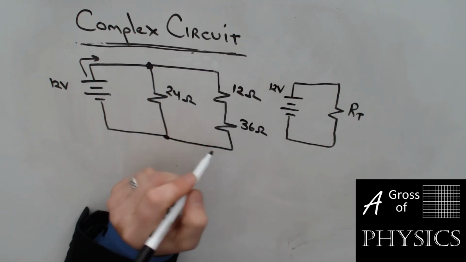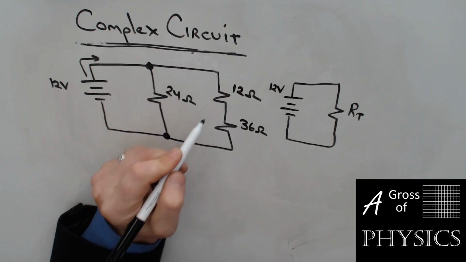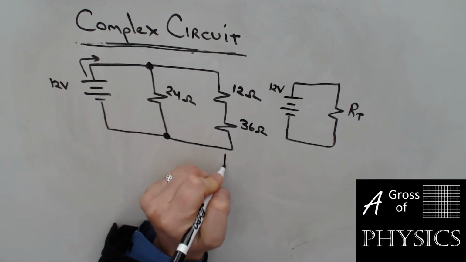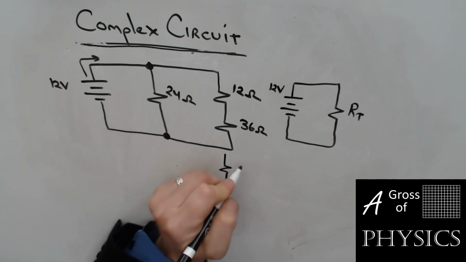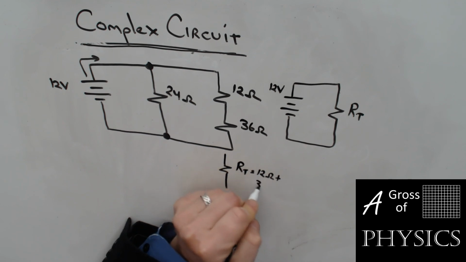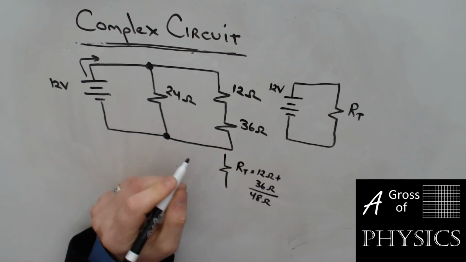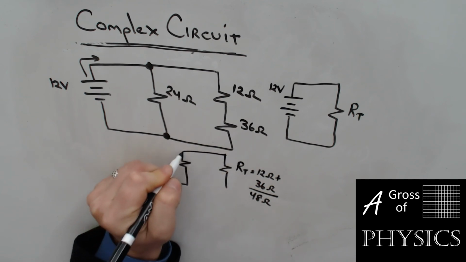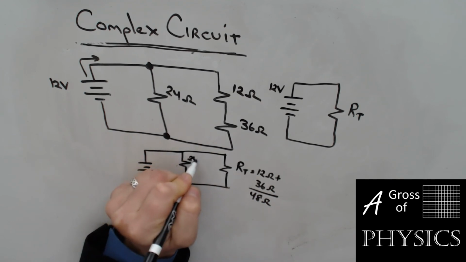Now, how are these connected? Well, if we don't see a junction, it means they're connected in series. So these two are connected in series. Now, how do we combine series circuits and get a single resistor? Well, we add them together. So RT is 12 ohms plus 36 ohms, which is going to be 48 ohms. So this resistor here is 48. And then that's connected here to the 24 ohm resistor.